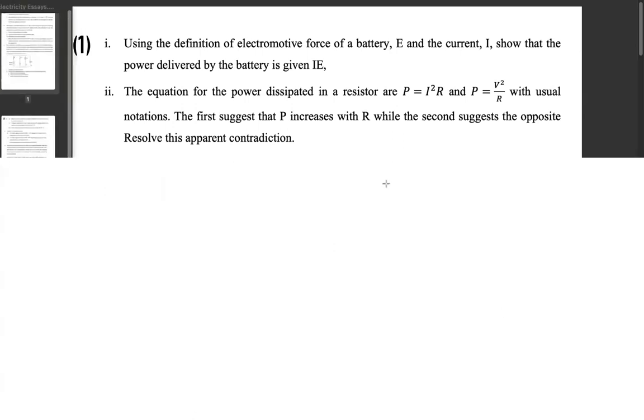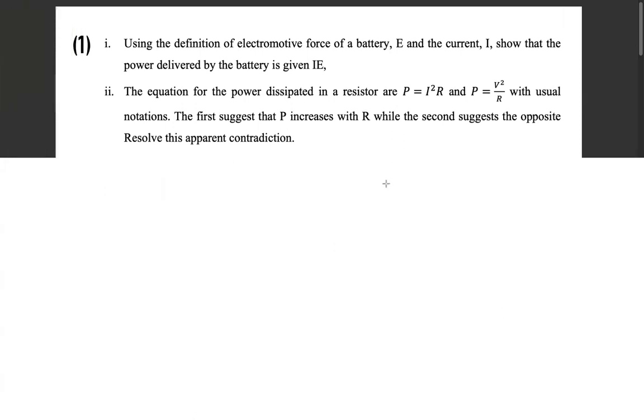Use the definition of electromotive force of a battery E and current I. Show that power delivered by the battery is given by IE. Now what is the definition for electromotive force? Answer for Roman 1. Electromotive force is given by energy provided per unit charge. That is the definition.